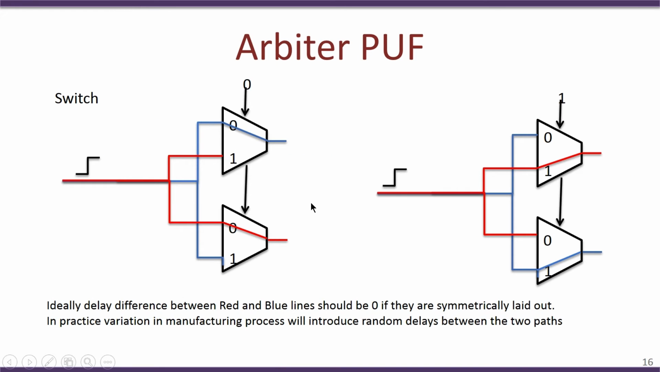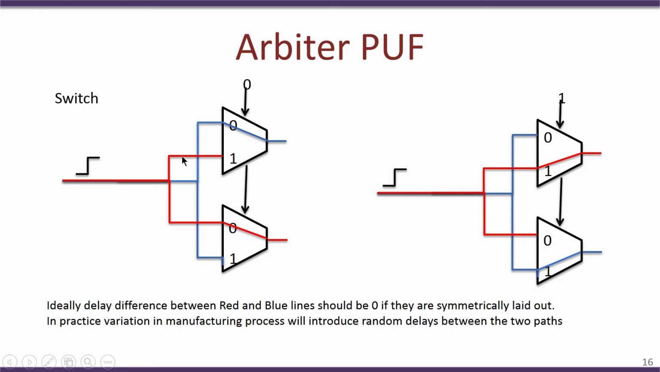So, we will now look at a different kind of PUF. This is known as an Arbiter PUF, and essentially this has certain different properties compared to the ring oscillator PUF that we have seen. An Arbiter PUF fundamentally is based on a switch. It has two multiplexers which are used in the switch.